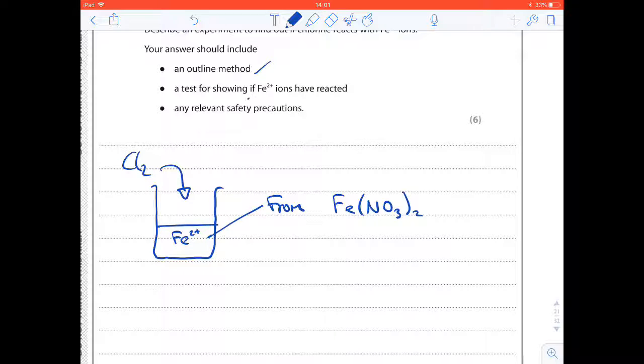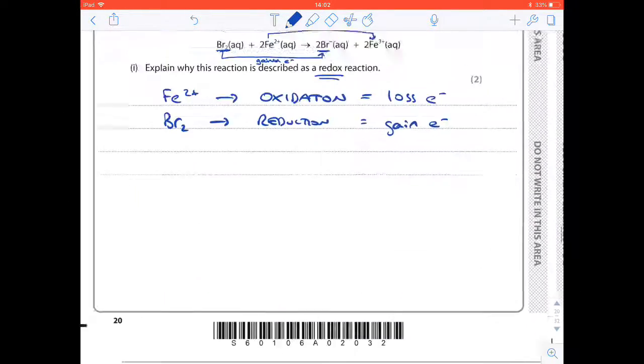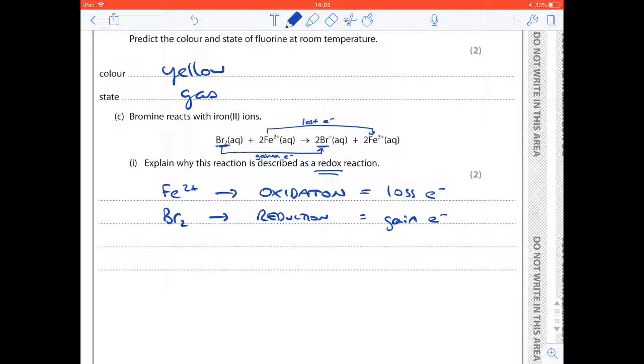Then to show if the Fe2+ has reacted, you could say after you've added the chlorine, you can test for Fe2+. To test for Fe2+, you could add sodium hydroxide. And if you get a grey-green precipitate of iron hydroxide, you've still got Fe2+ and it hasn't reacted. If, however, it does react, you'd expect the Fe2+ to react in exactly the same way as it did up here and turn into Fe3+.